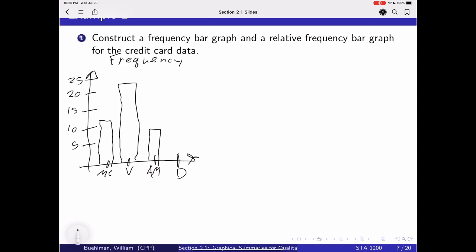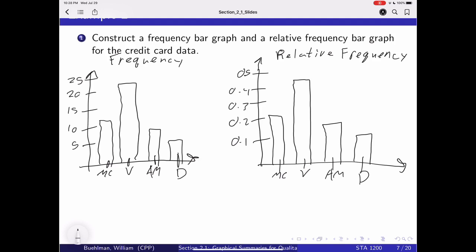And Discover had 7. So that's what the frequency chart would look like. So now I'm just going to show you guys the relative frequency, which you'll see in a second. So you see here, this is what the relative frequency would look like. And if you look at the frequency and the relative frequency, you notice they're very similar in look, just the y-axis is different. In the frequency, it's a whole number, where in the relative frequency, it's a decimal number.